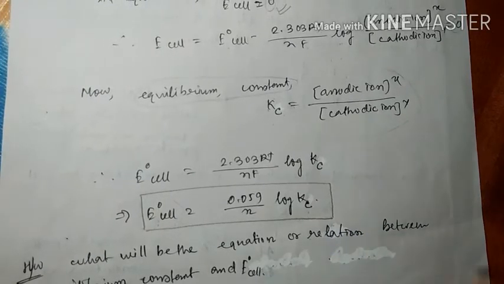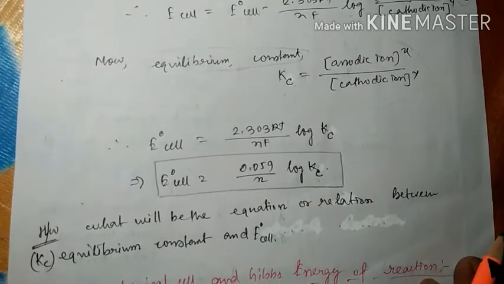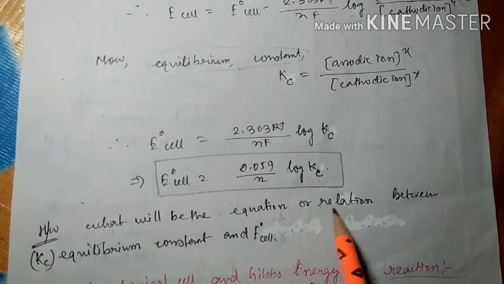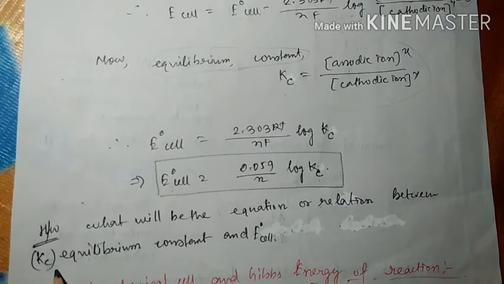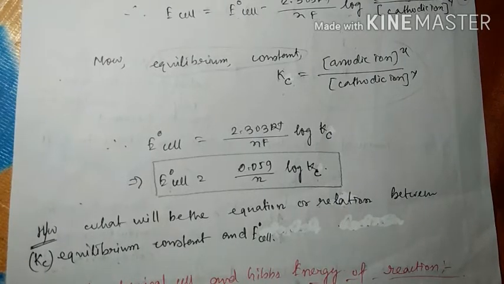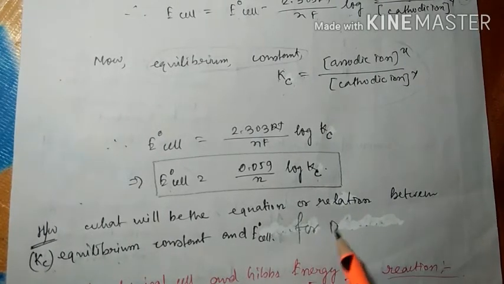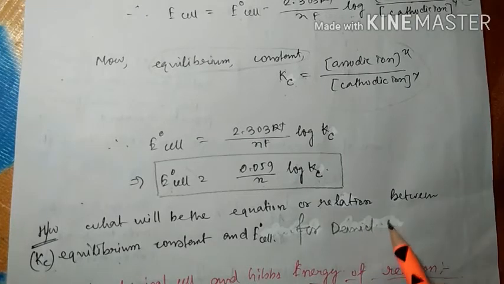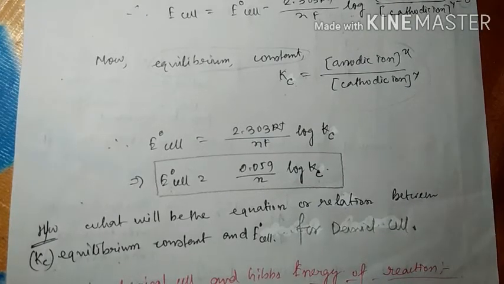Okay, see. Now there is a homework for you. What will be the equation for the relation between the Kc, that means the equilibrium constant, and E naught cell for the Daniell cell? Okay, this one.